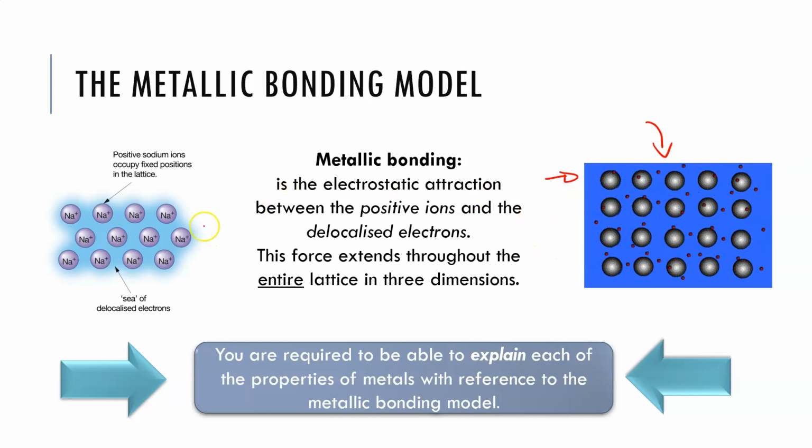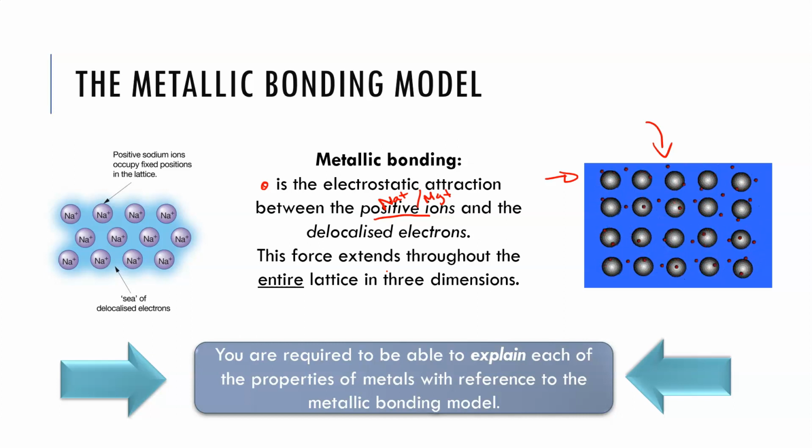Okay, so if we consider sodium, we put the sodium cations in the positions along the lattice. They occupy fixed positions. They are not moving, but the electrons are constantly moving throughout them. Okay, so it's the electrostatic attraction. Remember, we talked about the electrostatic attraction between positive ions, such as the sodium ion or magnesium ion for metals, and the delocalized electrons. This force extends throughout the entire lattice, so it's very strong.